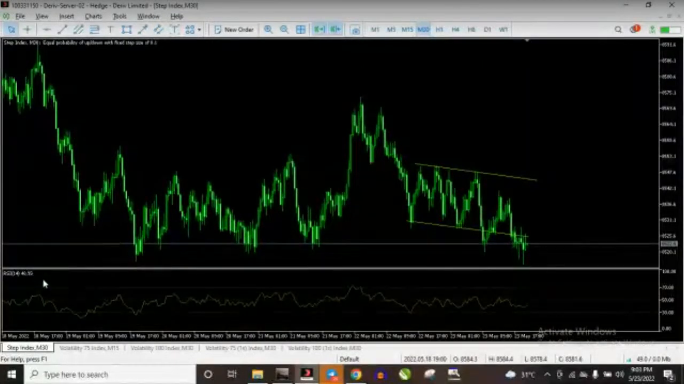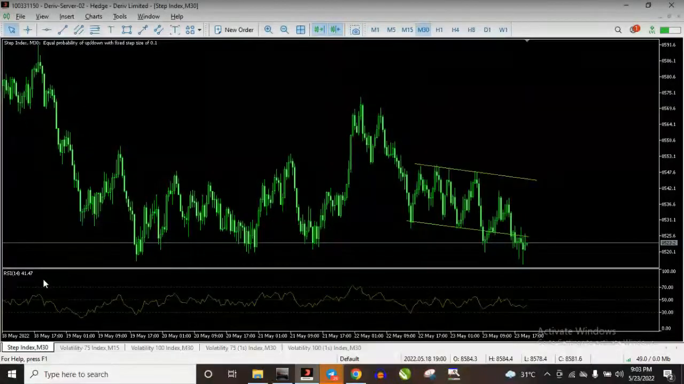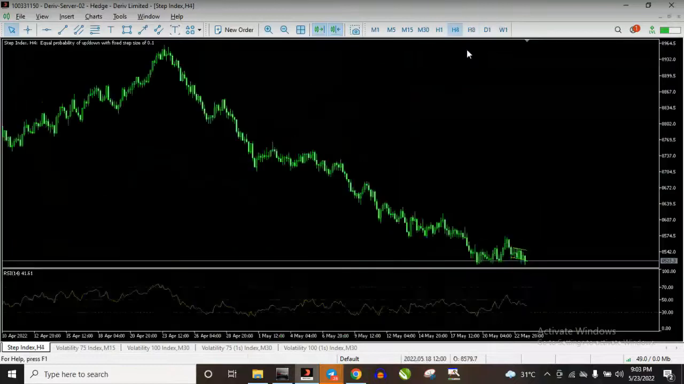Step index. Step index is interesting. It's still one of my favorites. I don't know why. I've been trading this step index for years. This is going to be my second year of trading step index. Now, step index for me is interesting, and let me show you something on the larger time frame.